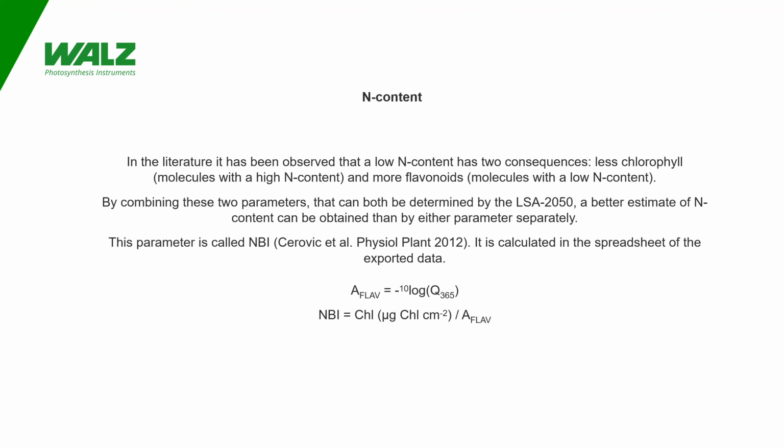Zoran Zerovic and colleagues introduced in 2012 a parameter that allowed the estimation of the nitrogen content of leaves. When considering the LSA-2050, a change in the nitrogen content has 2 effects. A lower nitrogen availability leads to a lower chlorophyll content. Chlorophyll molecules have a high nitrogen content. On the other hand, plants tend to increase their flavonoid levels under those circumstances. The NBI considers both aspects and gives better results than a parameter only considering chlorophyll content.